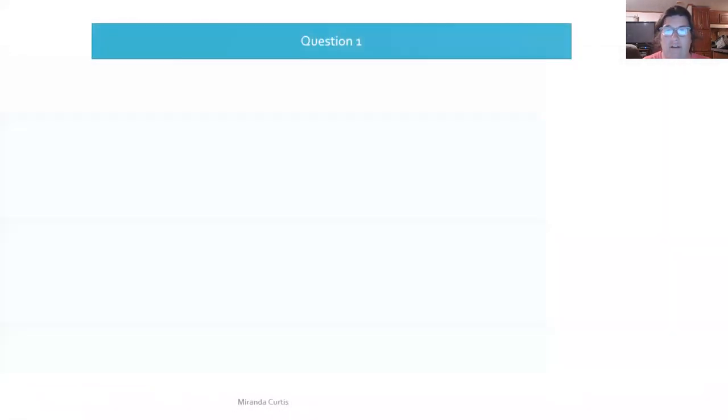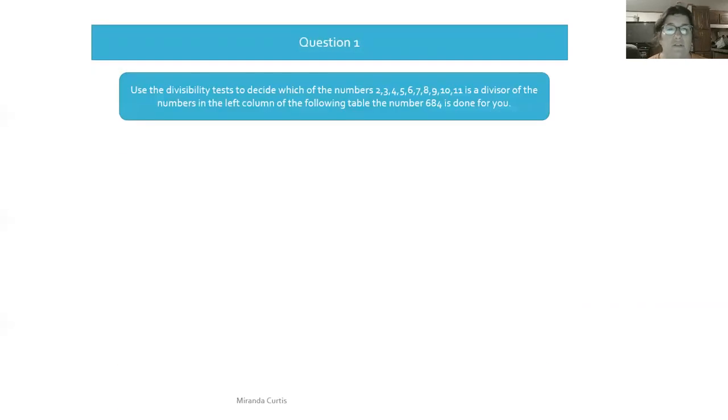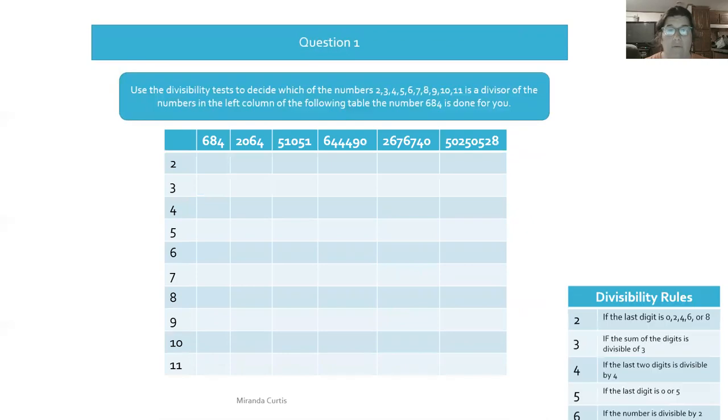By me, Miranda Curtis. Okay, question 1. Use the divisibility test to decide which of the numbers 2, 3, 4, 5, 6, 7, 8, 9, 10, 11 is a divisor, if we can go into it, of the numbers in the left column of the following table. The number 684 is done for you. So we already have that one.